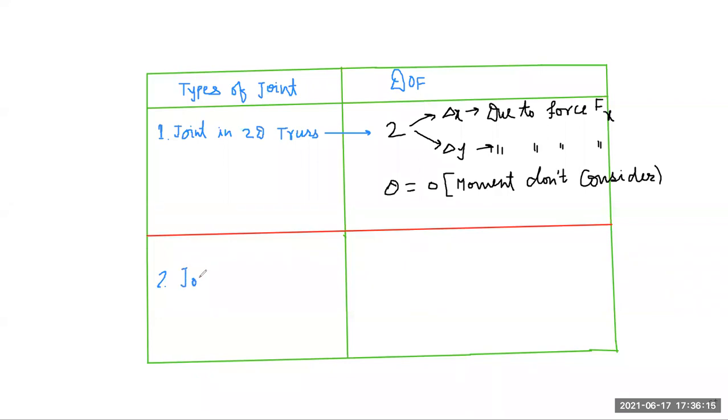So can anyone say how many degrees of freedom are possible at a joint when the truss is 3D? Okay, 3. So you all think from this concept how easily we derive the general formula of our truss, because we know at a particular joint of a truss the possible degree of freedom is equal to 2.